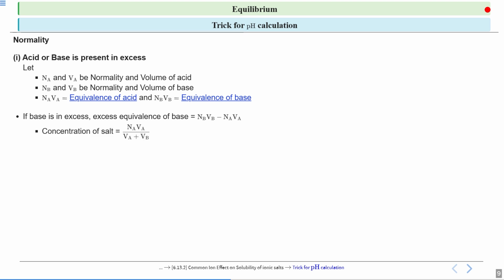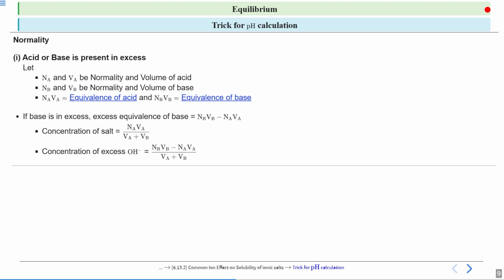Now if you calculate the concentration of salt, here we have acid present in the limiting form. So the amount of acid will be the amount of salt. Therefore, we can write the concentration of salt as NaVa divided by the new volume, which is Va plus Vb.